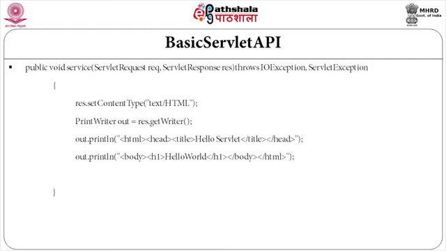Then head, of course, then title. Title can be hello servlet. And then slash title slash head. Next line, out dot println again, and in this we will say body, and we can put a simple h1 hello world slash h1 slash body slash html, out dot println this, and that is it. The service method is over. So, we do not need anything much here.